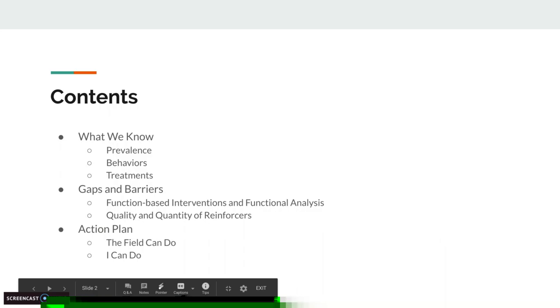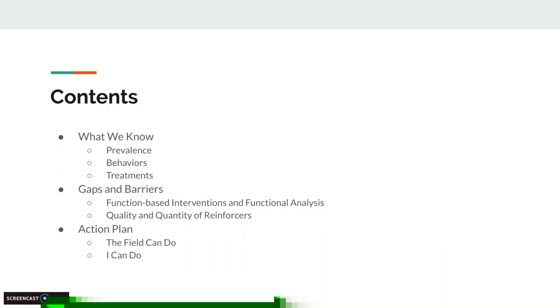So, the content I will be covering in this presentation is what we know about ADHD. This includes the prevalence, the typical behaviors of individuals with ADHD, and the common treatments for the behaviors. I'll also talk about gaps and barriers, including research on function-based interventions and functional analysis, and the manipulation of the quantity and quality of reinforcers as a treatment. I'll also discuss an action plan to address these gaps, steps the field of ABA can take, and steps that I can take.